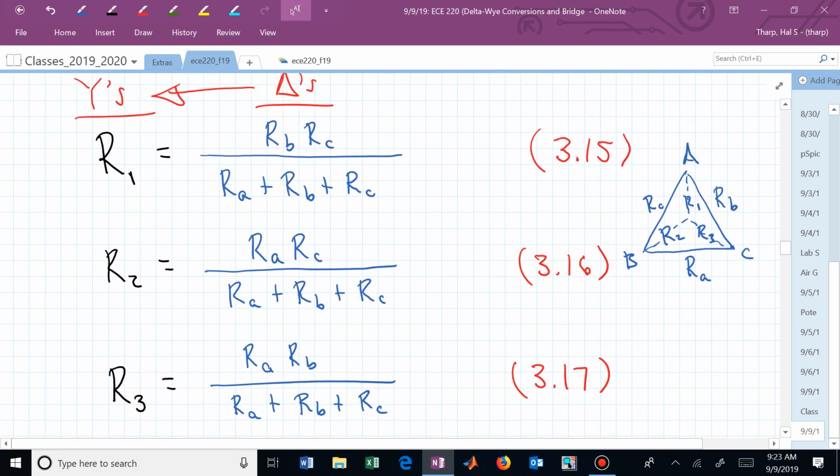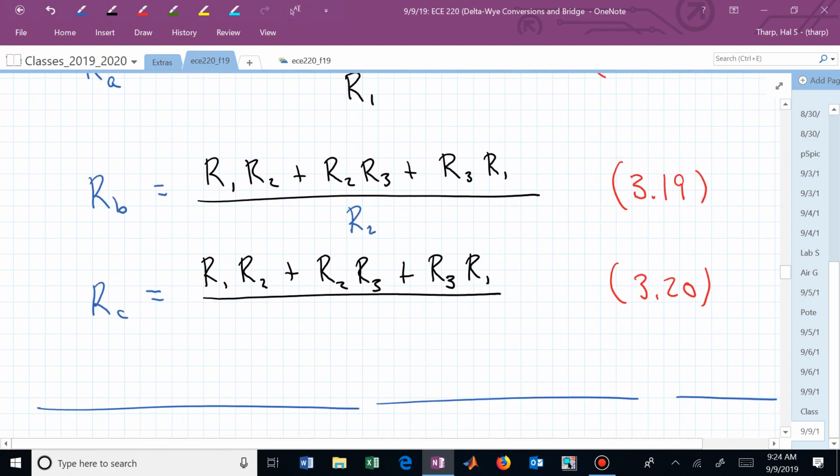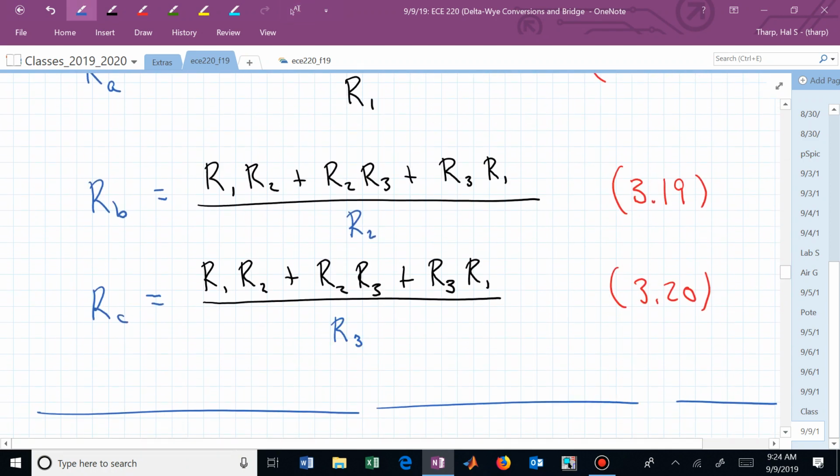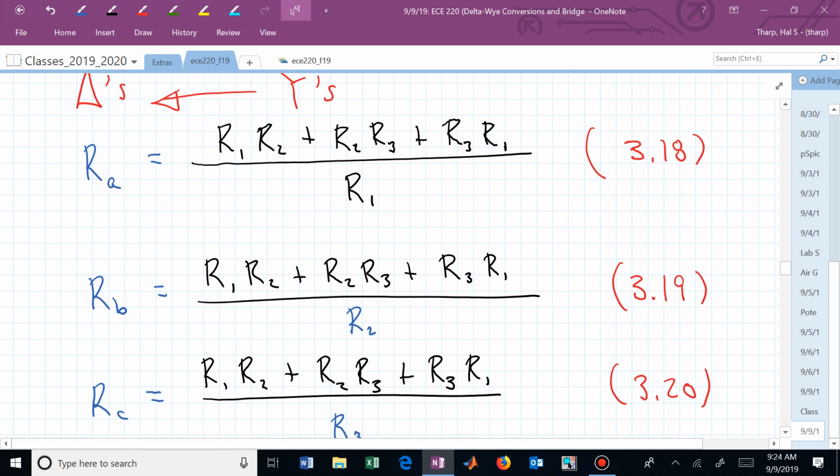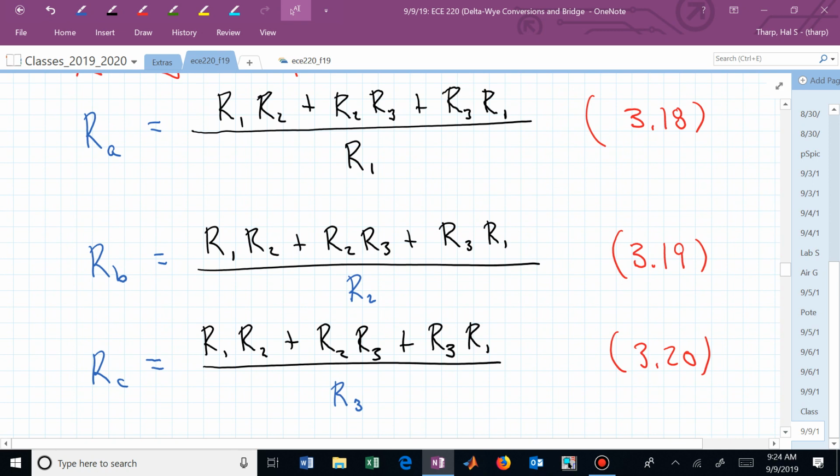If I look towards the C vertex, I'm going to run into R sub 3, or R sub 3 is furthest away, however you want to remember it. There's now the way to relate or go from Y connections to deltas. The numerator is always the same in equations 18, 19, and 20.